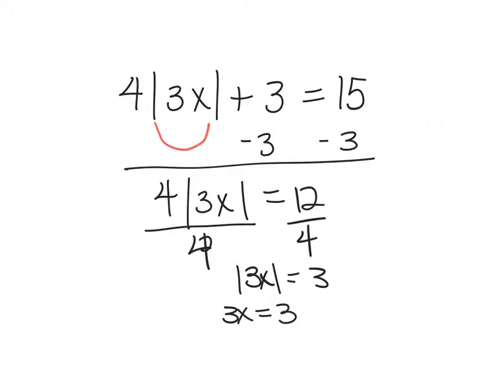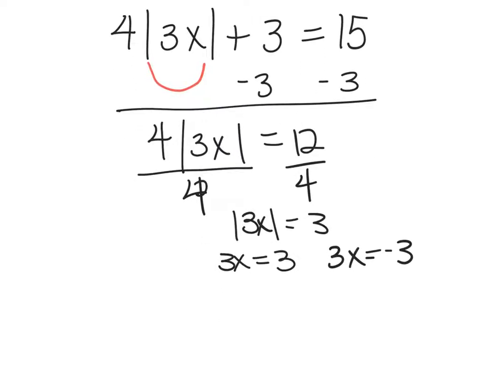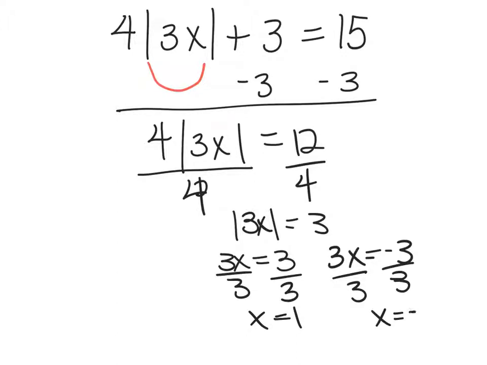Now that we have the absolute value isolated, we're going to create 2 equations. 3x is equal to 3, and 3x is equal to -3. We're going to divide by 3 and divide by 3, and x is equal to 1. We're going to divide by 3 and divide by 3, and x is equal to -1. So these are my two solutions.